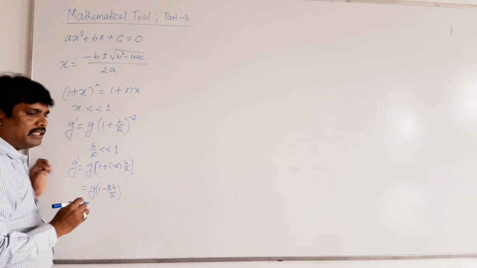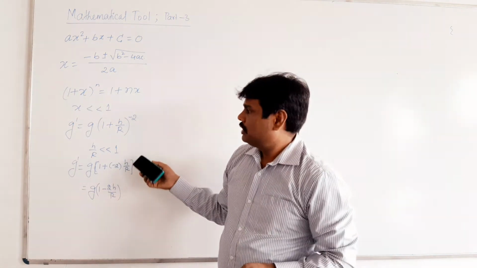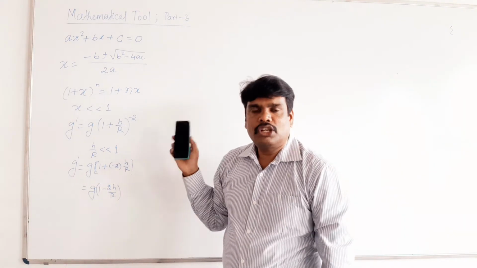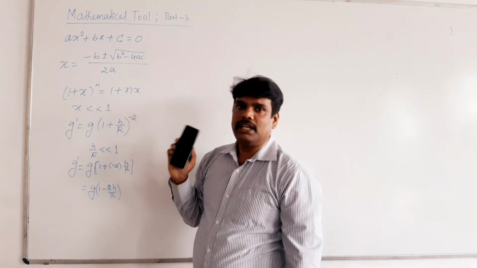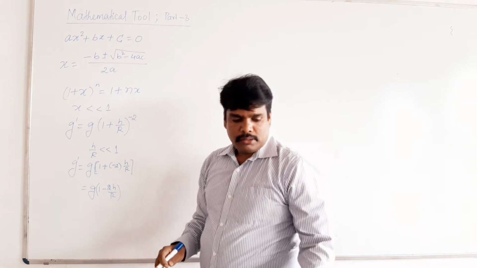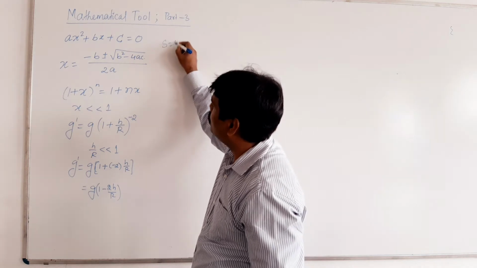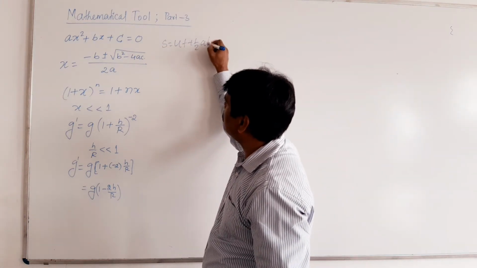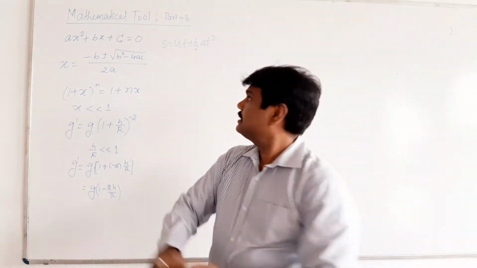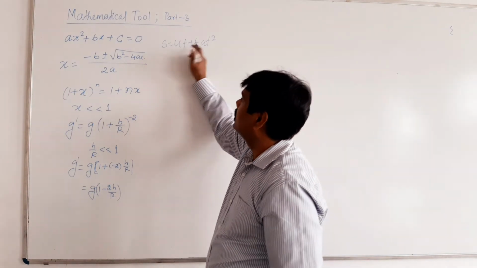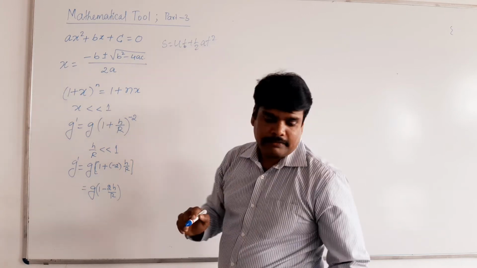So like this, in physics, we are using binomial theorem to understand certain physical concepts. This binomial theorem and quadratic equation can help in many situations to understand physical concepts. Here this equation can help: s is equal to ut plus half at square. This is the quadratic equation form. This is the equation for displacement. u is the initial velocity, a is acceleration, and t is the time.